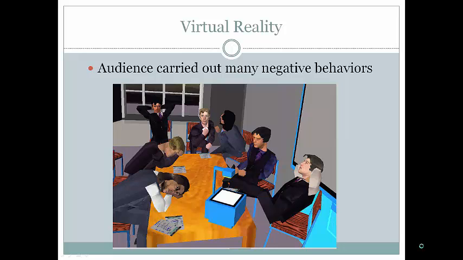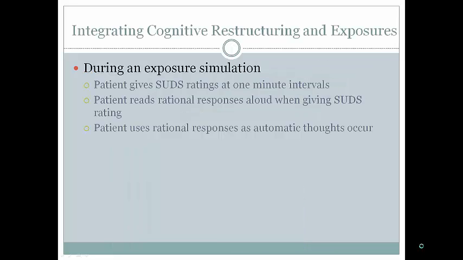So you also then want to try to integrate cognitive restructuring into the exposure activities, and so you can have them give their SEDS ratings at 1 minute intervals. While they're giving their SEDS ratings, they can say what their thoughts are, and then the rational responses to their thoughts.